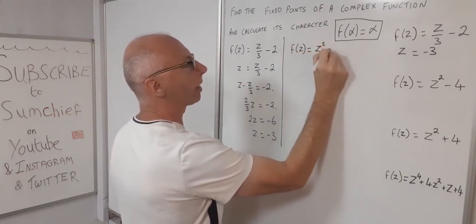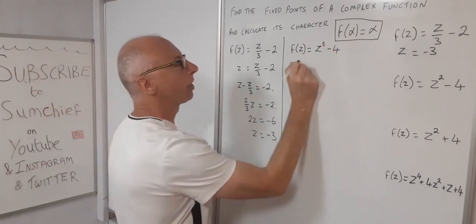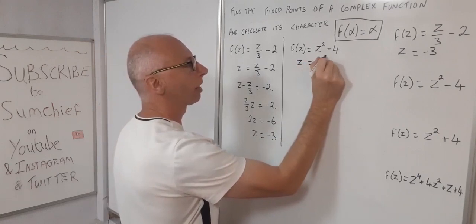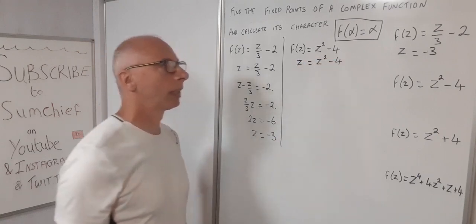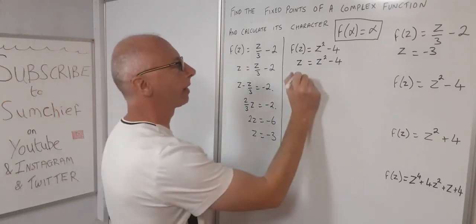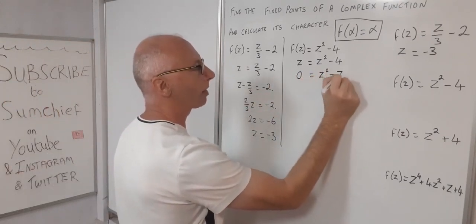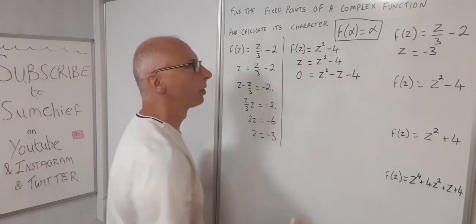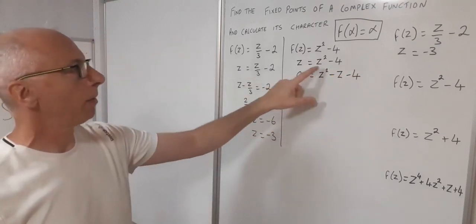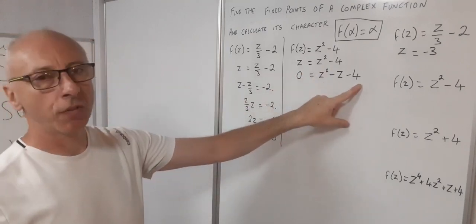Z squared minus 4. So now using the fixed point equation, z equals z squared minus 4. Now we can see what's happening here. We've got a quadratic going to form up in a minute. So 0 equals z squared minus z minus 4. So you can see how we got that. We just subtract z from each side. Now we can try and solve this.